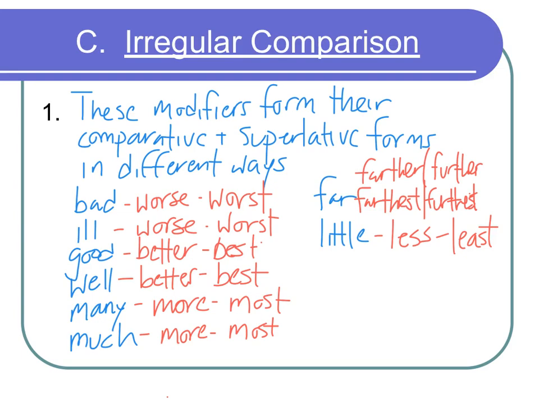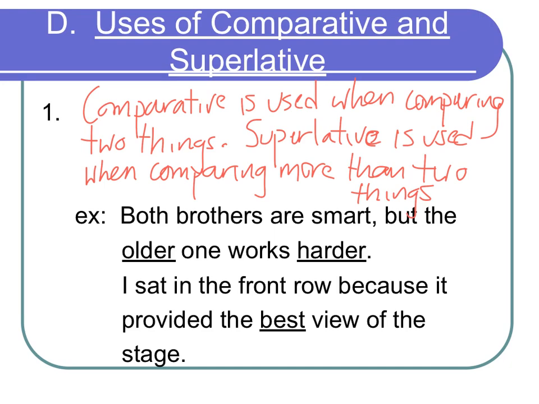And then little is going to be less and least. So those are the irregular words there in English. And now we're going to get to when we use the comparative and when we use the superlative. So we use the comparative when we're comparing two things, and we use the superlative when we're comparing more than two things. So both brothers, that means we have two. So both brothers are smart, but the older one works harder. Okay? If we had, all three brothers are smart, but the oldest one works the hardest, that would be fine.